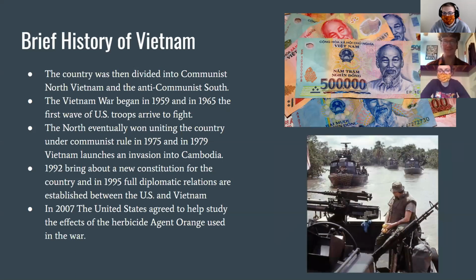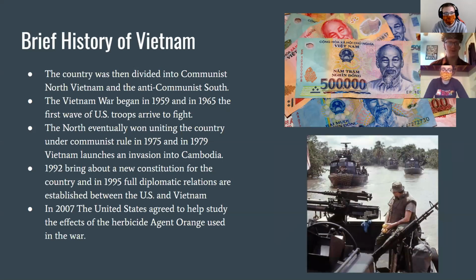Continuation of the history of Vietnam. The country was then divided into communist North Vietnam and anti-communist South Vietnam. The Vietnam War began in 1959, and in 1965, the first wave of U.S. troops arrived in country to fight. The North eventually won, uniting the country under communist rule in 1975. And in 1979, Vietnam launches an invasion into Cambodia.